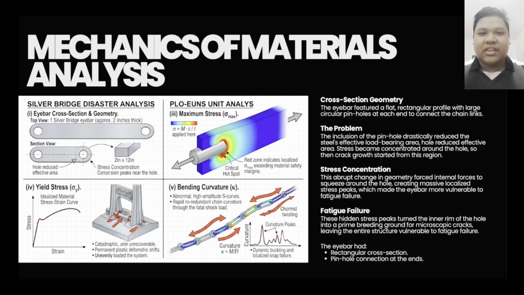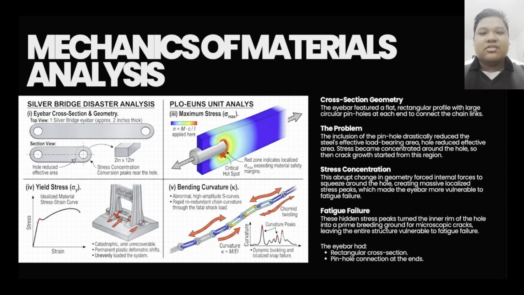When a hole is created in the structural member, the effective load-bearing area is reduced. According to the basic stress equation, stress equals force divided by area. This means that when the same amount of force is applied to a smaller cross-sectional area, the stress experienced by the material increases.